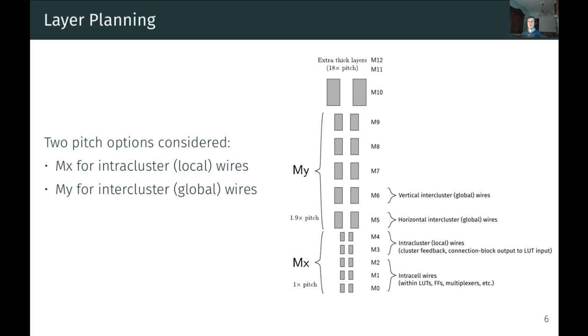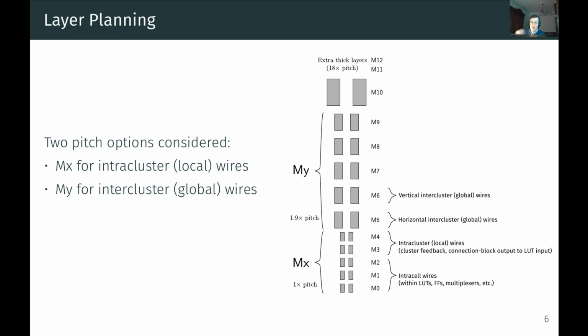The first thing that we need to do is to determine at which metal layers we are going to trace which wires of the FPGA tile. In this work, we use two different layer groups with two different pitch options, which typically correspond to the two tightest pitch options allowed by the foundry. We use the lower group for tracing the intracluster or the local wires, which include the wires between the lookup tables in the same cluster, which we call the cluster feedbacks, or the wires from the connection block outputs to the inputs of the cross-bar for the lookup tables. We call this layer group MX.